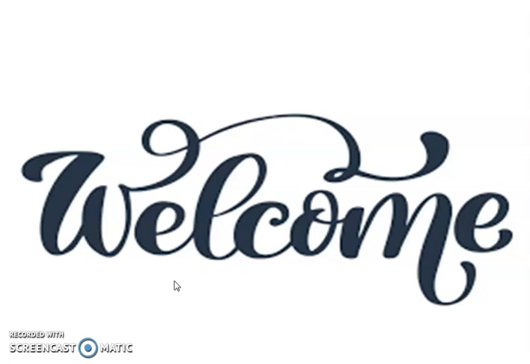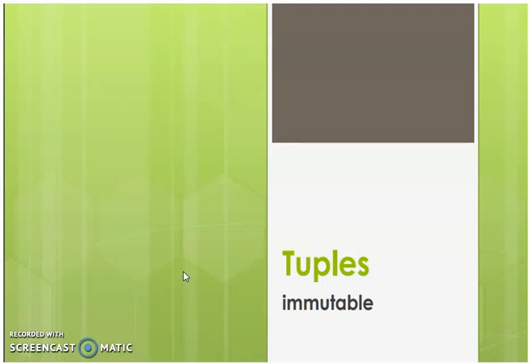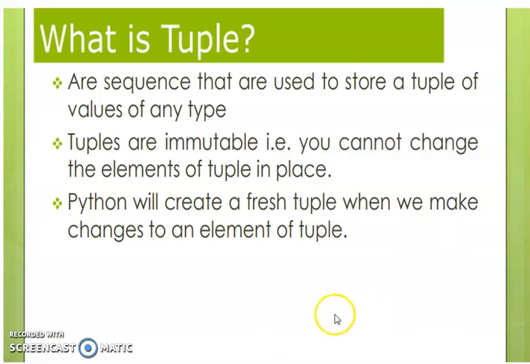Today, let us start our next lesson, tuples. Now we covered string, after that list, then next one, tuples. Tuples are immutable, you have already studied. Then what is a tuple? Tuples are sequences that are used to store a tuple of values of any type. Tuples are immutable. Immutable means you cannot change the elements of a tuple in place. Python will create a fresh tuple when we make changes to an element of a tuple.